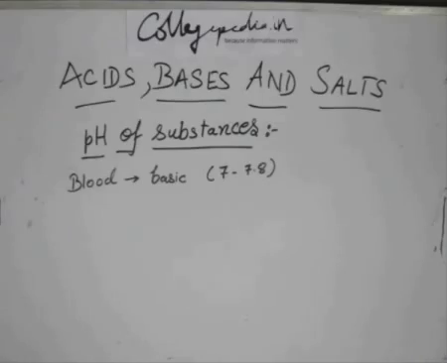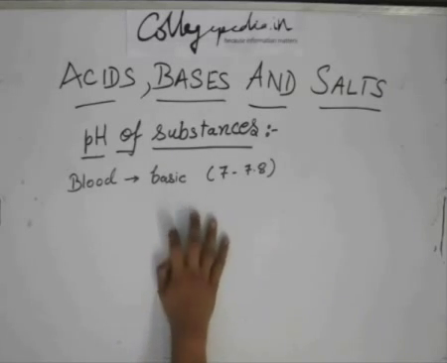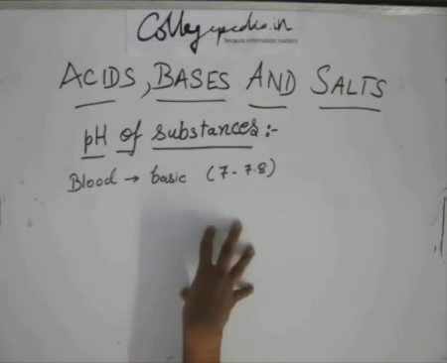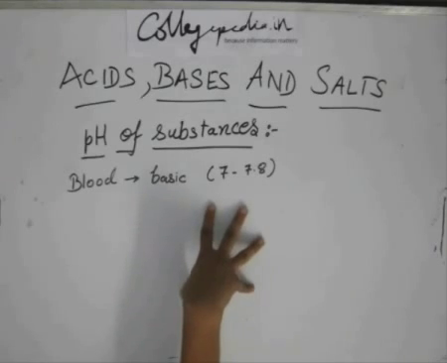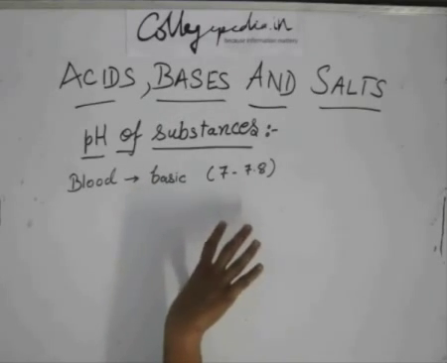Aquatic plants and animals also have a pH range. The sea will also have a pH, a range of pH in which the aquatic animals can survive. If the pH falls below or goes beyond that range, the aquatic animals will die because they will not be able to survive in that pH.